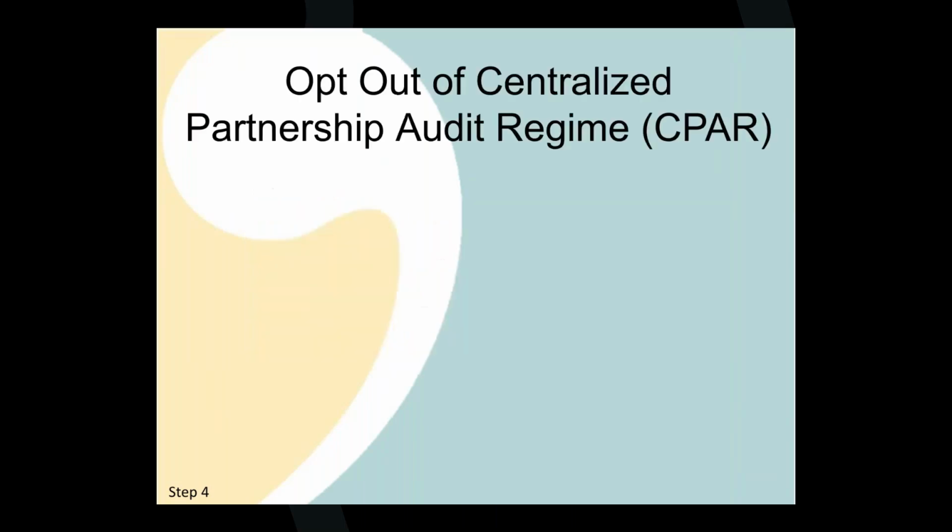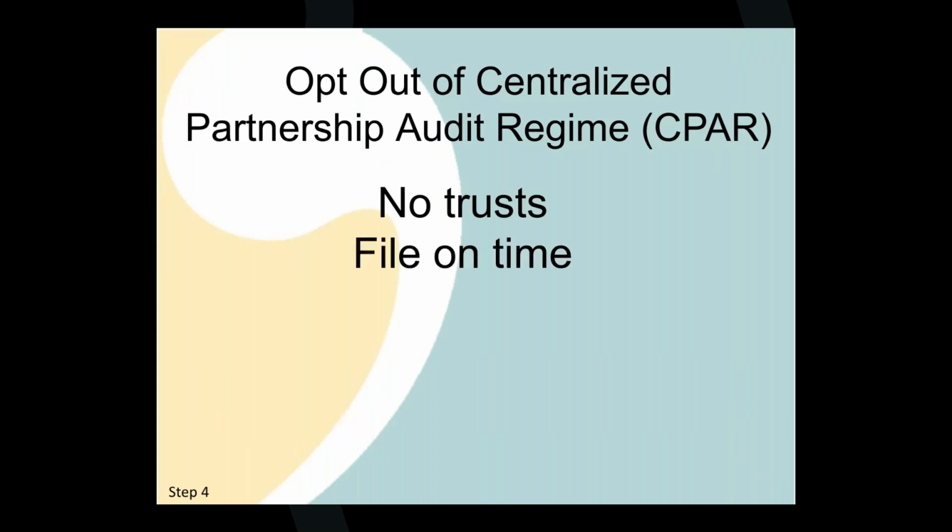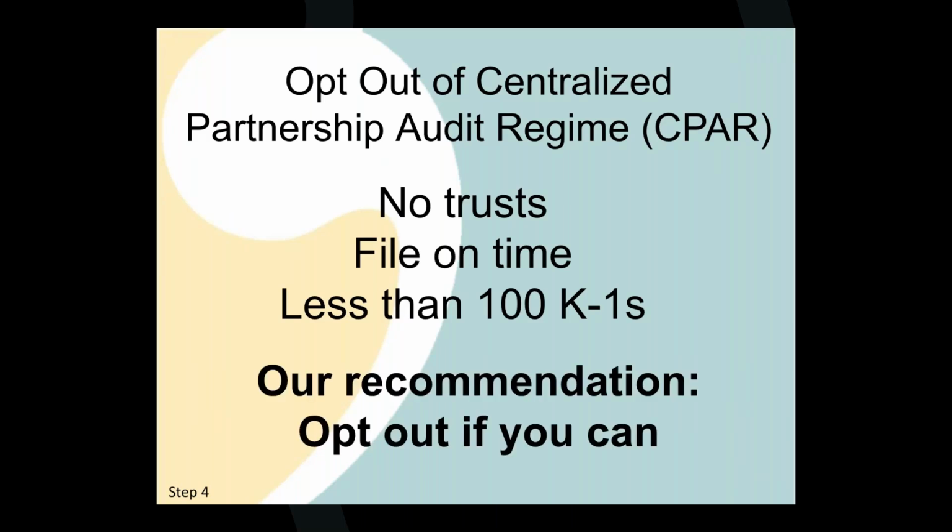If you answered yes to both questions, you may be eligible to opt out of the CPAR audit requirements. CPAR stands for the Centralized Partnership Audit Regime. Here are the requirements you need to meet to opt out. You can't have any trusts as members of your club. You need to file your tax returns and distribute tax documents to your members by March 15th, this year March 16th, or file a valid extension before then. And your club can only have 100 or fewer K-1 forms to distribute for the year. We recommend that you opt out if you can.